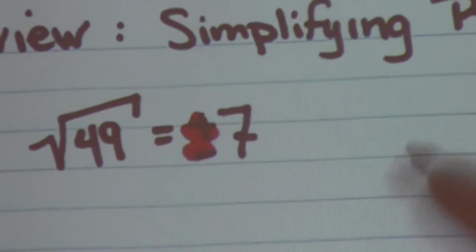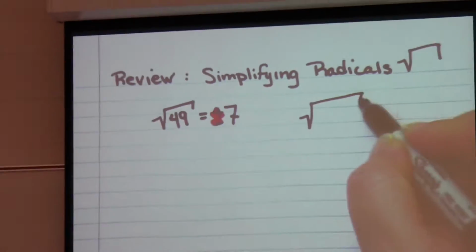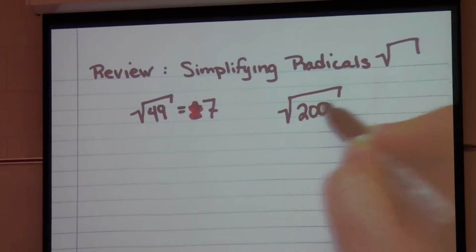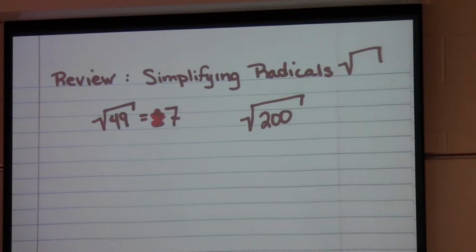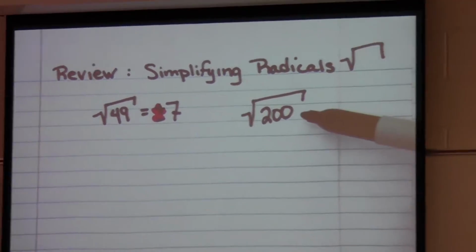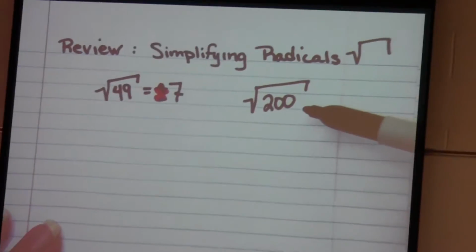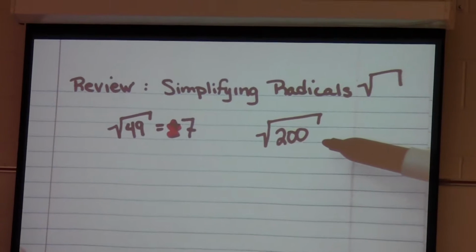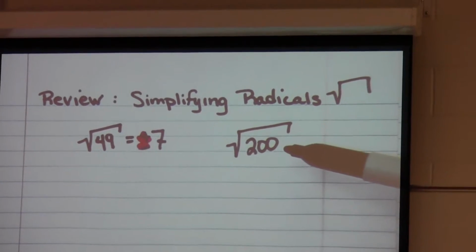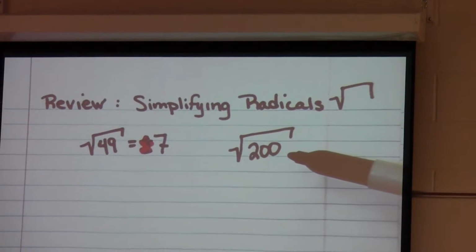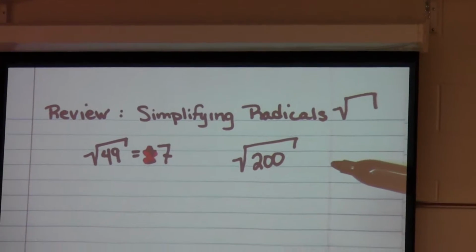But what if you were given the square root of 200? How many people remember how to simplify the square root of 200? Is this a perfect root? Does anybody know? It's not a perfect root. What is a perfect root that goes into 200? 100. 100, 25. There's a couple of different ones to pick from.